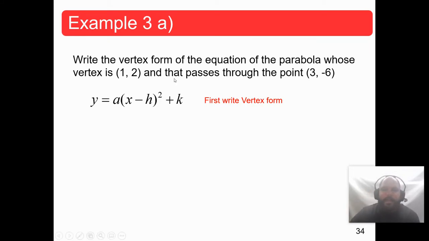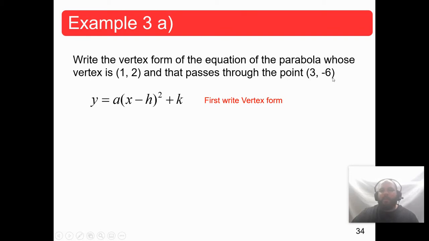If you look here, it says write the vertex form of the equation of the parabola whose vertex is at (1, 2). So this (1, 2) right here is the vertex. Therefore, this number 1 is going to get substituted in for the h, and then 2 is going to get substituted in for the k, because in vertex form, h and k are the x and y values of the vertex. The other part that we would need in order to write an equation is this letter a right here. Unfortunately, in the problem, they did not give us the a value.